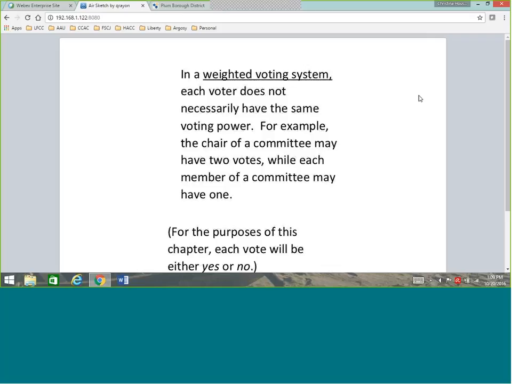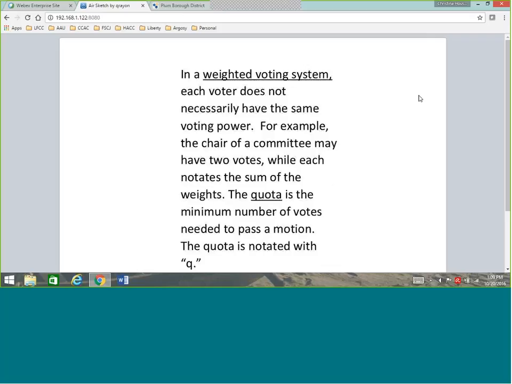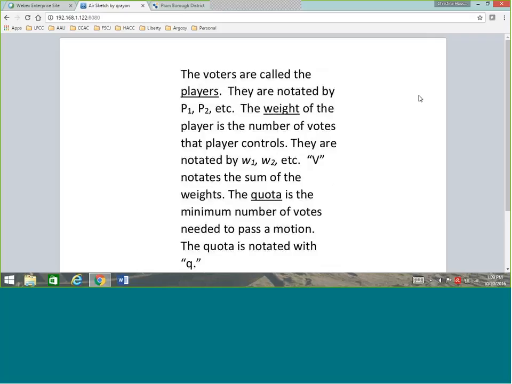So for the purposes of this chapter, we're going to say each vote is either a yes or a no, where there's a resolution to be voted on, and everyone gets to vote yes or no. With enough votes of yes, the resolution passes. If there's not enough votes of yes, then the resolution fails. So that's the type of situation we're going to be looking at.